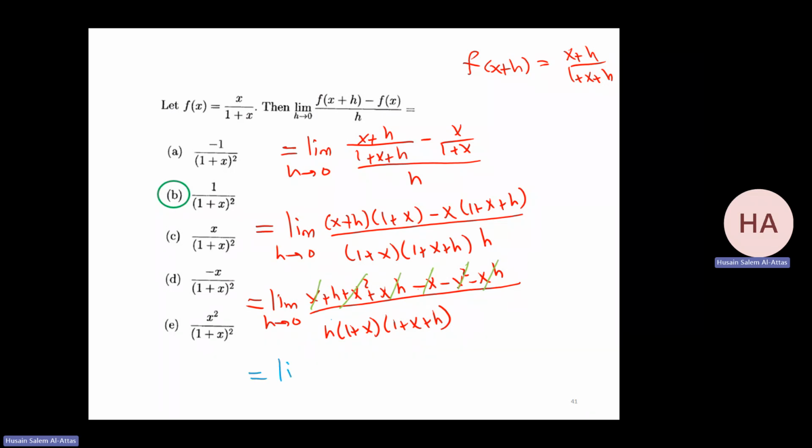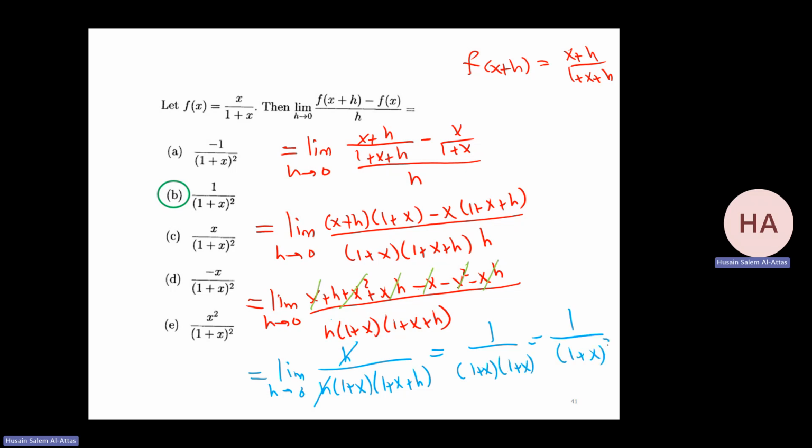And that will be the limit as h goes to 0. What is the numerator? H over h. Now I can cancel h with h. As h goes to 0, I have 1 over (1 plus x)(1 plus x), which is 1 over (1 plus x) squared. That will be my answer.